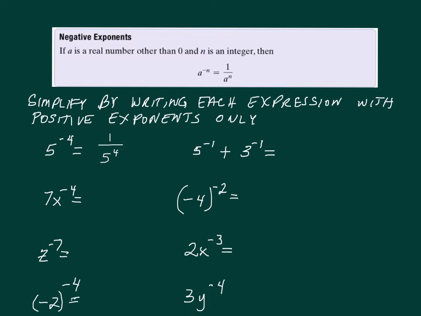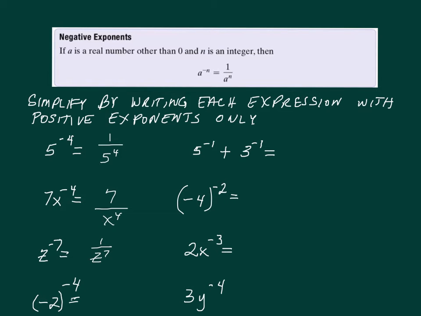So the 7 remains in the attic, but the x to the negative 4th becomes x to the positive 4th in the basement. And then it has been simplified. Z to the negative 7 becomes what? 1 over z to the positive 7. We're taking it from the attic to the basement.